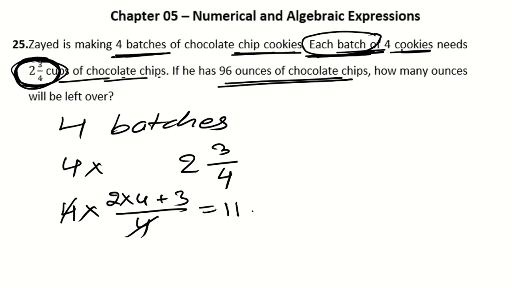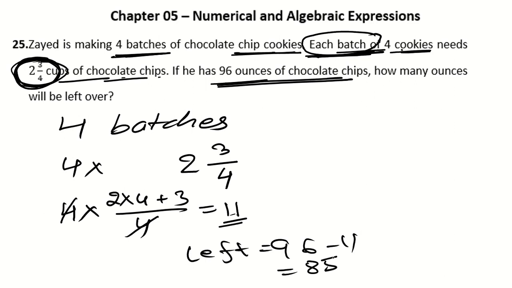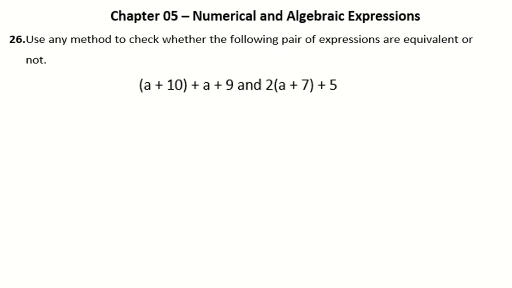Now, so this is 11. They say if he has 96 ounces of chocolate chips, how many ounces will be left over? So the leftover ounces will be 96 minus 11, which means 85. Okay? Now, use any method to check whether the following pair of expressions are equivalent or not.